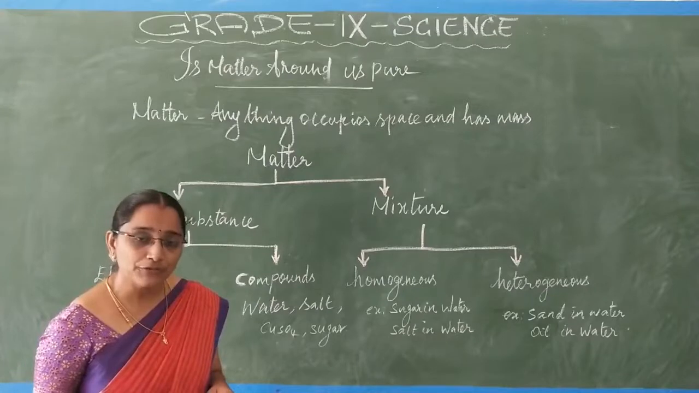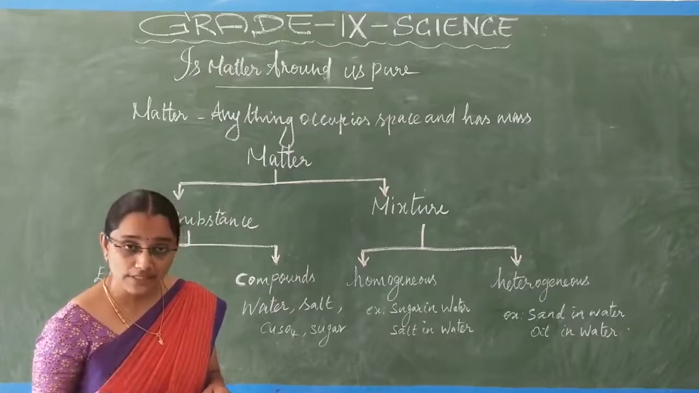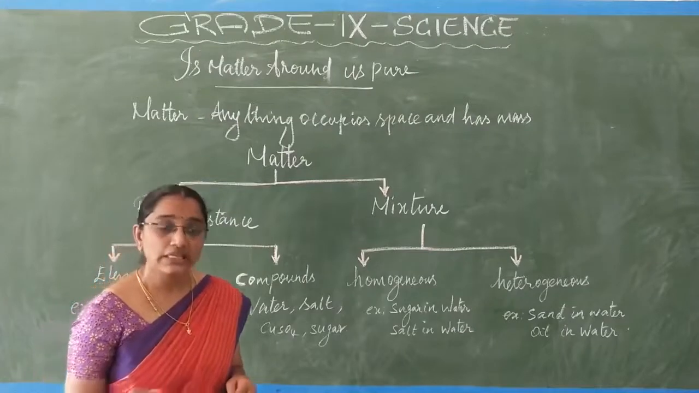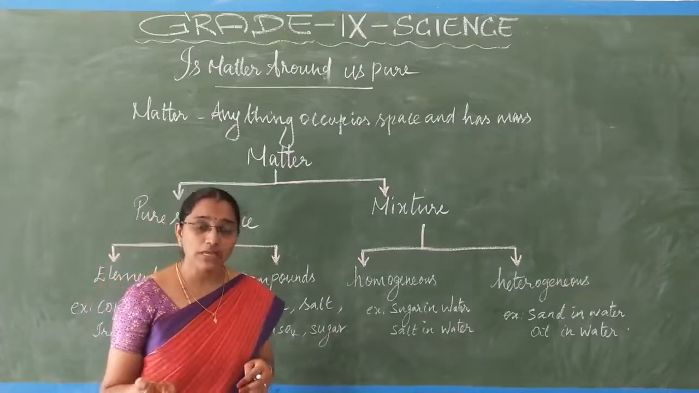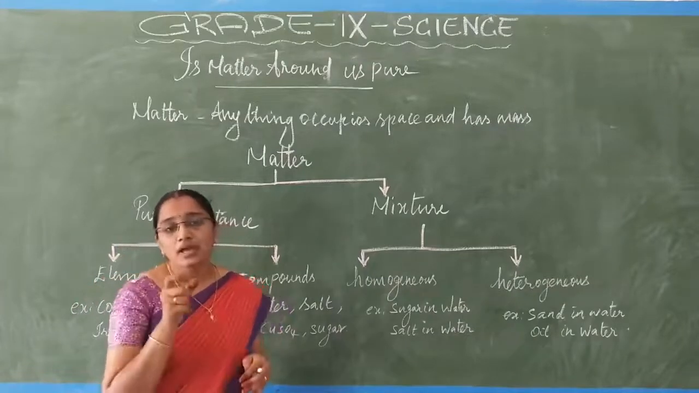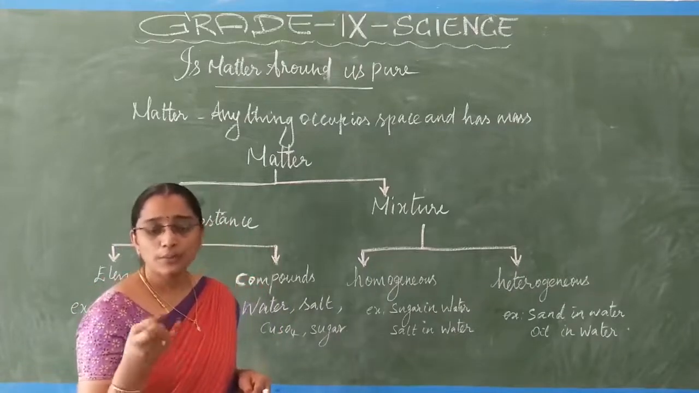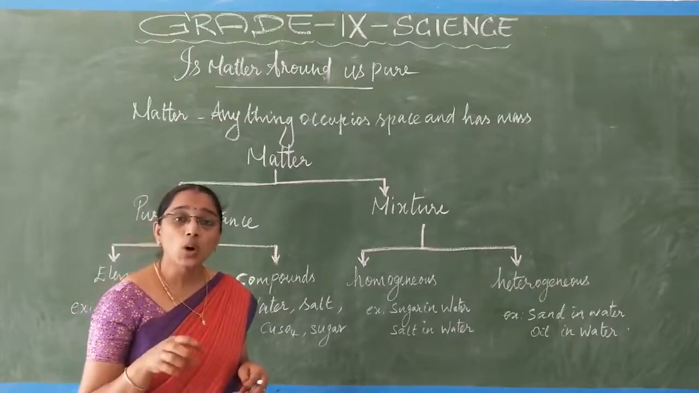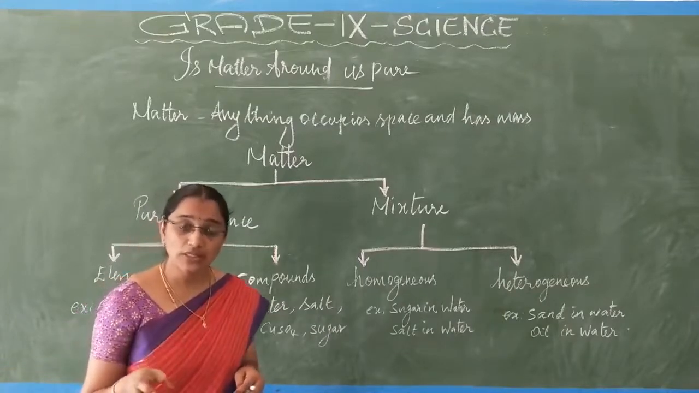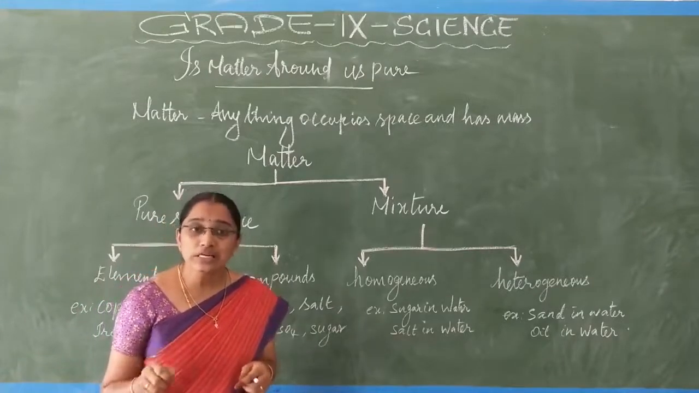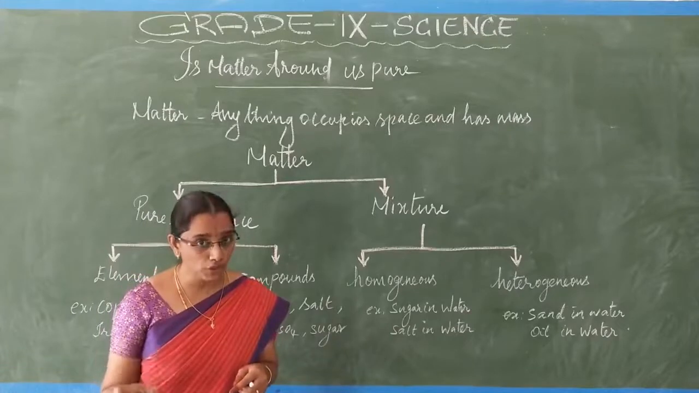From their point of view, if they take any substance, a pure substance is made up of only one kind of particles, that is either atoms or molecules, but only one kind of particles. For milk, they have proteins, fats, and sugar. So it contains all these compounds mixed together, that is, more than one kind of particles. So they won't consider that substance pure.